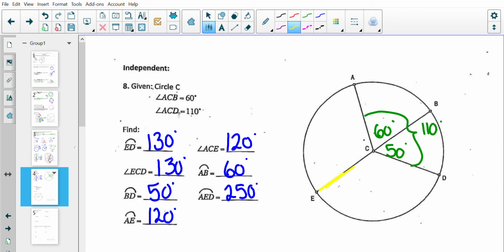Okay, just so you recognize that BE is the diameter here. So that's how we're getting ACE, because that straight angle is 120. And that's how we're getting on the other side, angle ECD is 130.